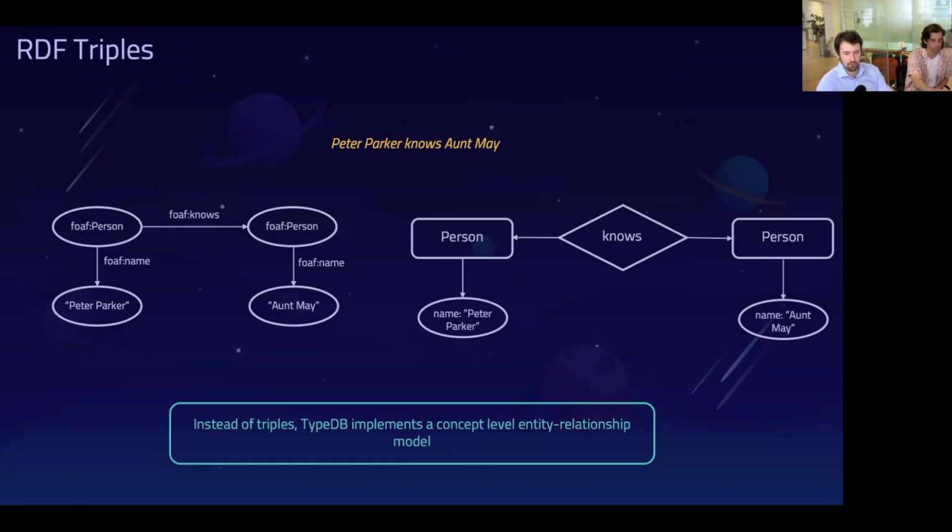And so conceptually, when we're modeling here, we're saying that we have a person entity. A person entity has an attribute of type name with the value Peter Parker. That person entity is connected to another person entity through a knows relation. And that person entity has an attribute, again, of type name with value Aunt May.